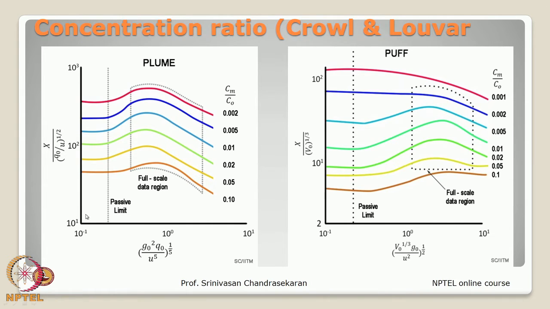In the x axis, the value varies from 0.1 to 10, and in the y axis the value varies from 10 to 1000. These are computed quantities which are dimensionless, and Cm by C naught, depending upon the value of the specific ratio, you can always find out which curve is being intersected, and that Cm by C naught is what we call the concentration ratio. For the plume model, the left side figure is used, and for the puff model, the right hand side figure is used. Both of them are used for rural conditions.